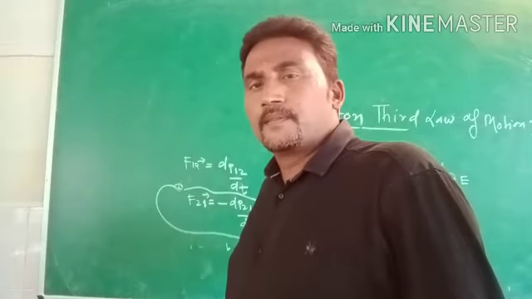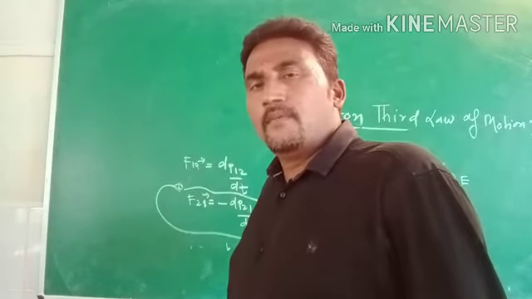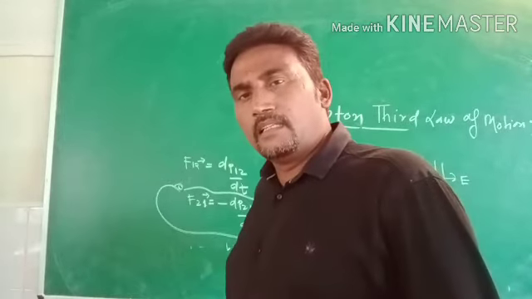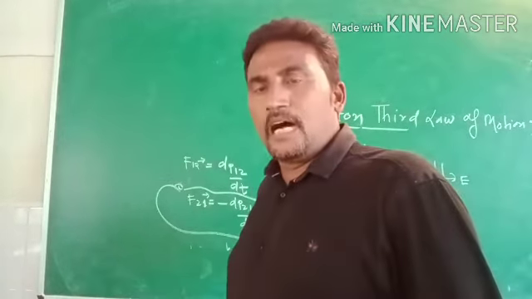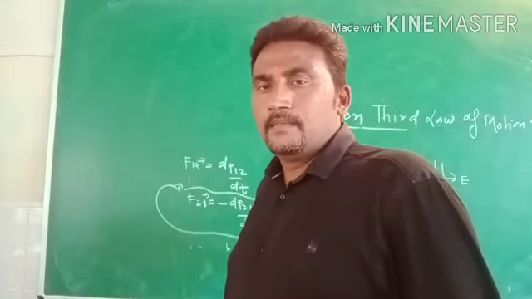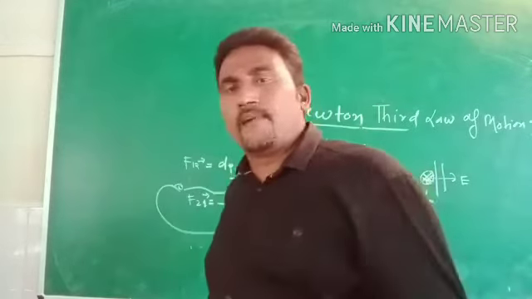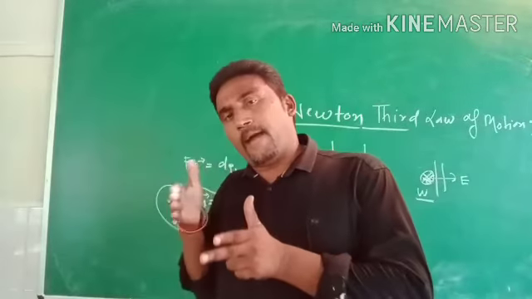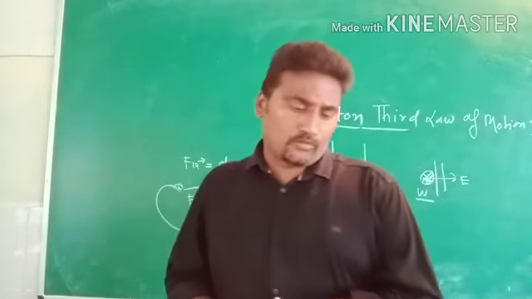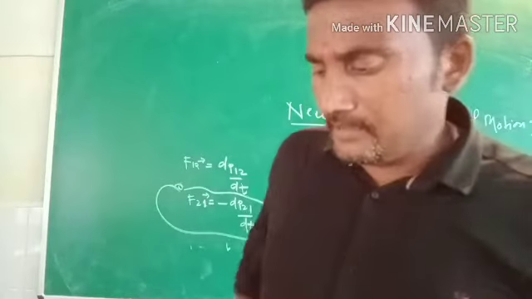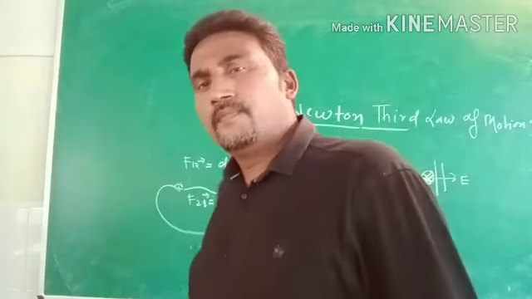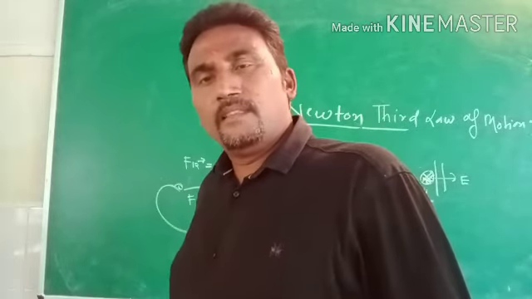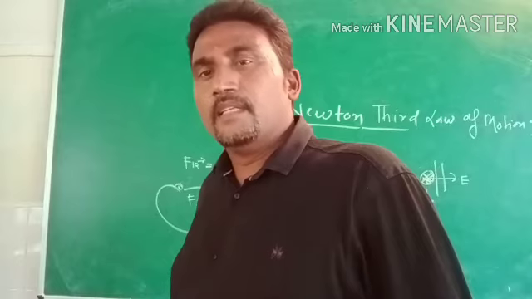For example, when a person applies force on the trigger of a gun or rifle, he also observes that the bullet is fired in the forward direction, but the gun goes in the backward direction. That also follows Newton's third law of motion. In other words, we can say that the momentum of the object changes.